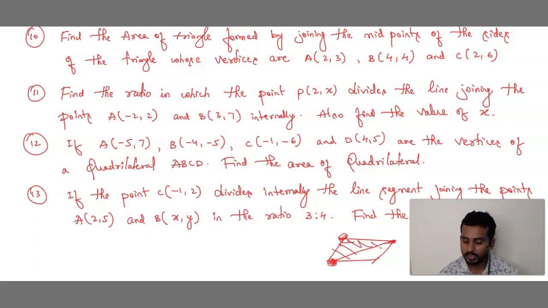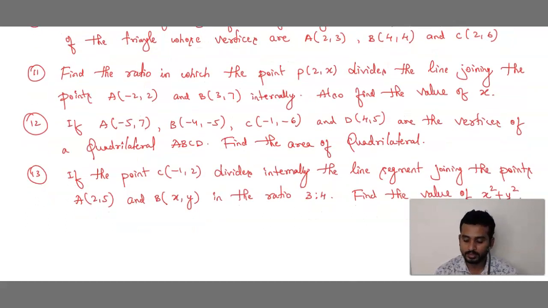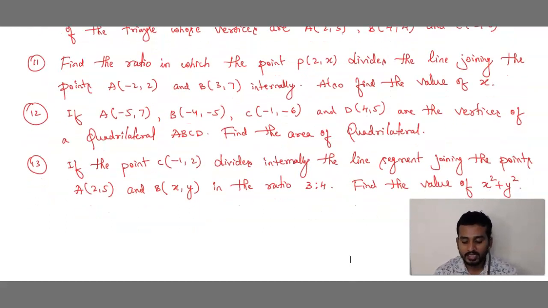Again, you find the area of another triangle, the bottom triangle. Add both the triangle areas, that is nothing but the area of the quadrilateral. So you have to add the areas of the upper triangle and lower triangle. Is this clear? Good. Next, if the point C(−1, 2) divides internally the line segment joining the points A(2, 5) and B(x, y) in the ratio 3:4, find the value of x squared plus y squared.